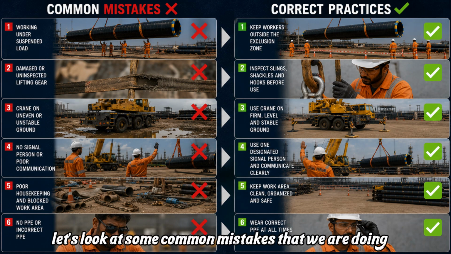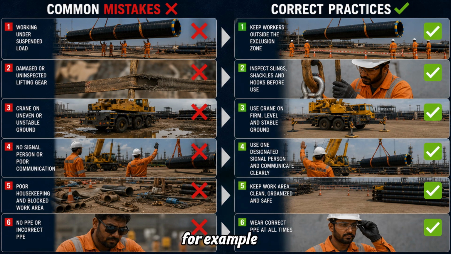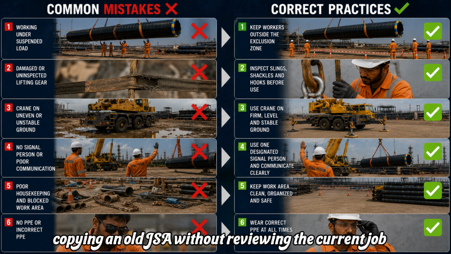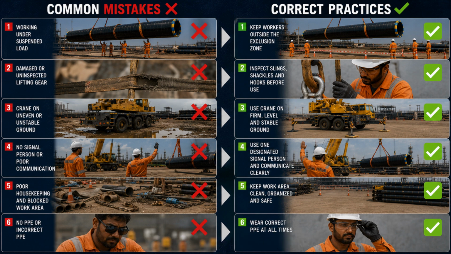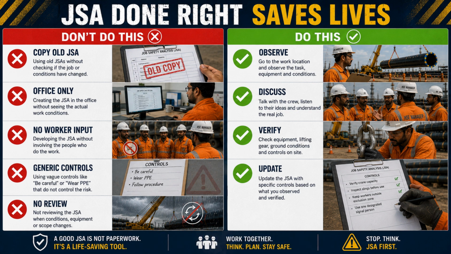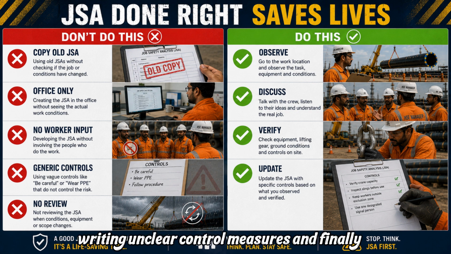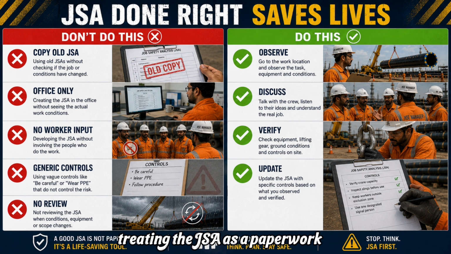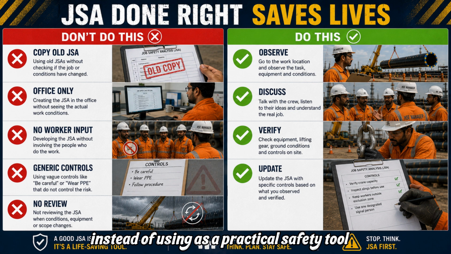Let's look at some common mistakes that we make. For example, copying an old JSA without reviewing the current job, completing the JSA inside the office without visiting the work site, not involving the workers who will actually perform the task, writing unclear control measures, and finally, treating the JSA as paperwork instead of using it as a practical safety tool. Avoiding these mistakes will make your JSA much more effective.